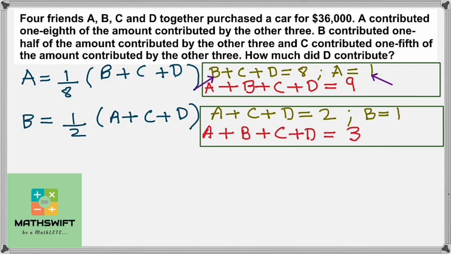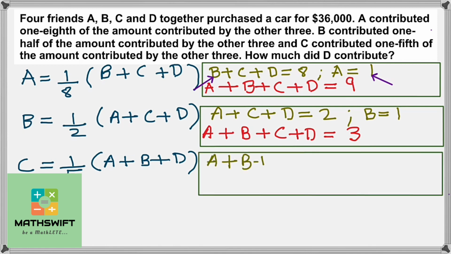If we read the question further, it says C contributed 1/5 of what the other three contributed, which can be written mathematically as. To keep things simple, we can assume A plus B plus D to be 5 units, and therefore we get C as 1 unit. On adding all the 4 variables, we get A plus B plus C plus D as 6 units.